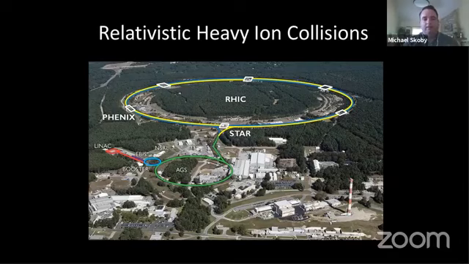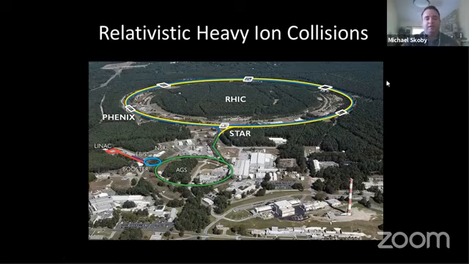And these collisions are created in laboratories here on Earth. There's one in Europe called the Large Hadron Collider. But the one I'm going to be talking about today is called the Relativistic Heavy Ion Collider. We call it RHIC for short. And this is located at Brookhaven National Lab, located on Long Island, New York. The overall idea here is that we want to smash together the ions and liberate the quarks and gluons that make up the nucleons in the ions.